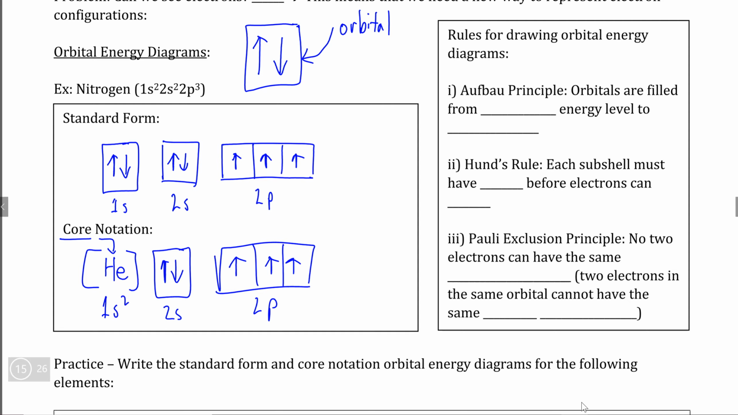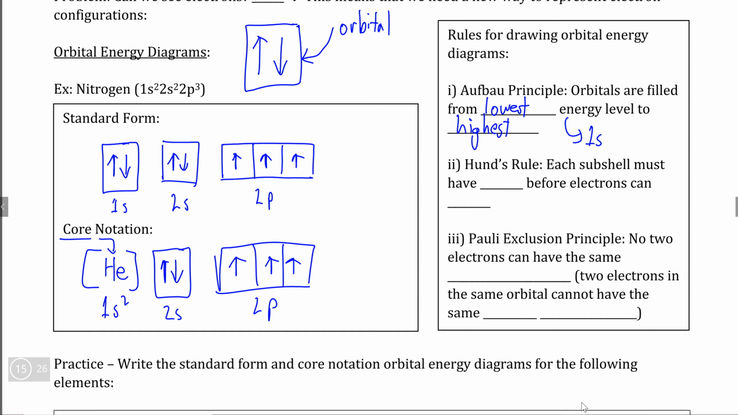Now that you've seen how to do orbital energy diagrams, it's time to retroactively apply a few rules for it. The first of which is the Aufbau principle, which simply states that orbitals are filled from the lowest energy level to the highest. And we know the lowest energy level is always going to be 1s, so that simply means we start filling orbitals from the 1s subshell and gradually ascending higher.